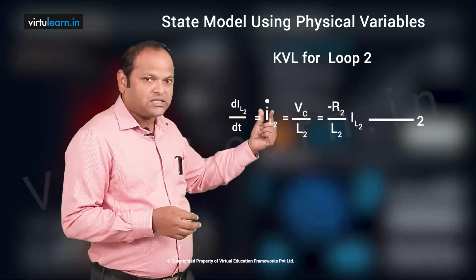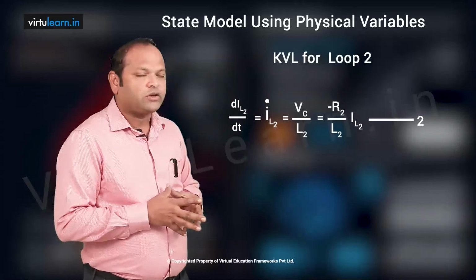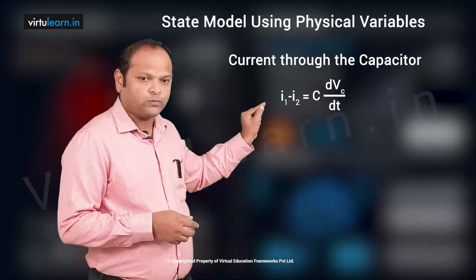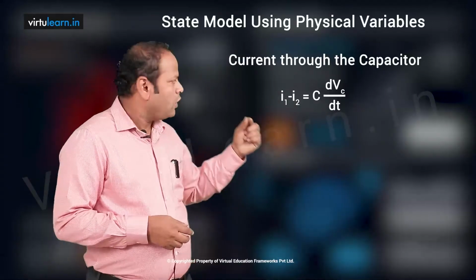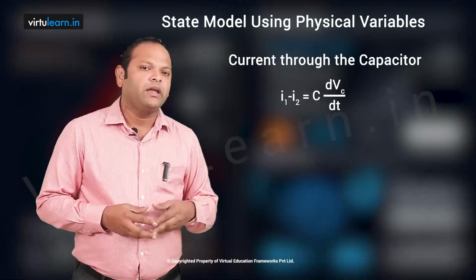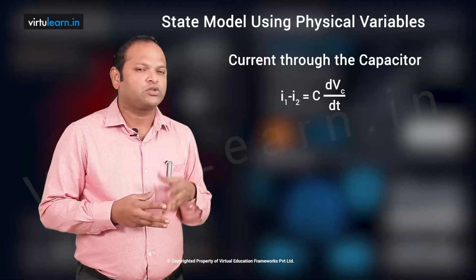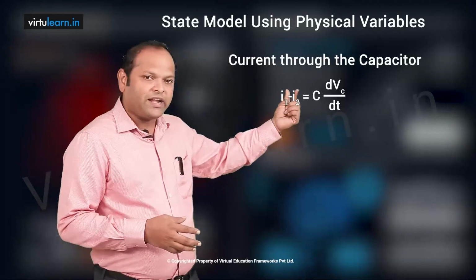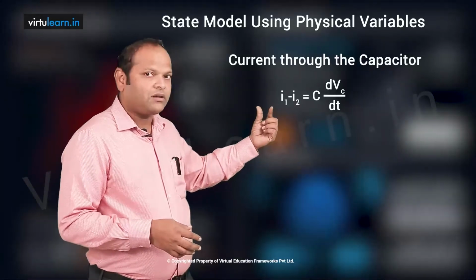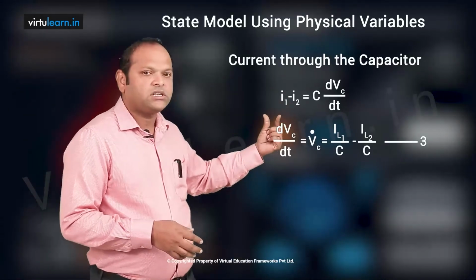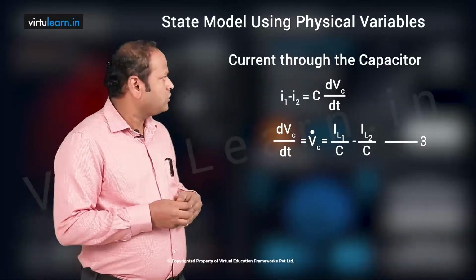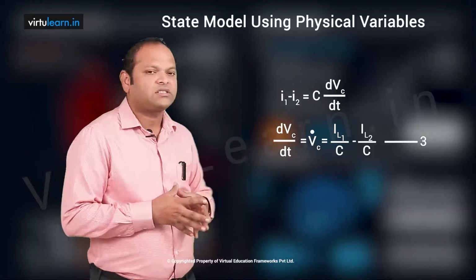Next we have the capacitor. For the capacitor, I am going to write the current through the capacitor. What is the current through the capacitor? I1 minus I2 equals C dVc/dt. These are the loop currents, and we know that I1 and I2 are also my inductor currents, the state variables capital IL1 and IL2. Now dVc/dt is available, so dVc/dt, which is Vc dot, equals IL1/C minus IL2/C, which is the third state equation. So using these equations I can develop the state model.